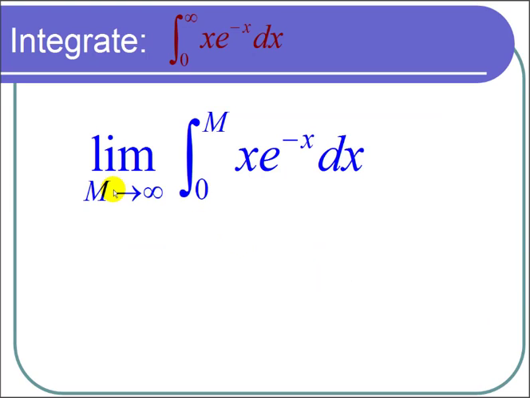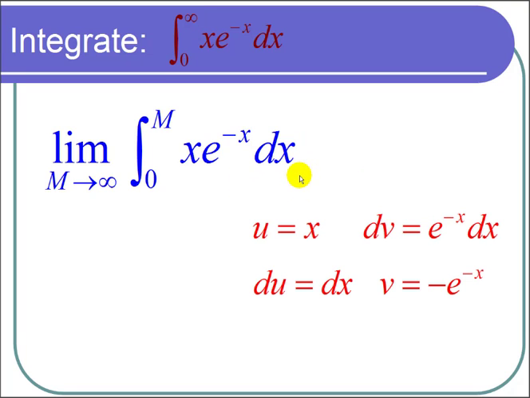And what that says is we can turn that infinity into an M and then take the limit as M goes to infinity. Now to integrate x times e to the negative x, I'm going to use integration by parts. I'm going to let u equal x, dv equals e to the negative x dx. Then du is the derivative, or dx, and v is the integral.